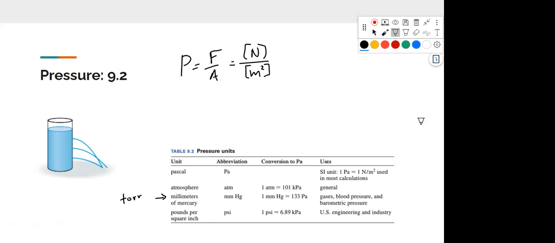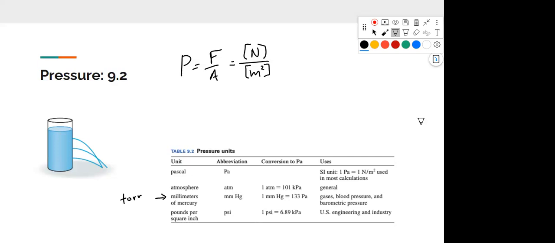And the idea is that by pushing on some mercury, you can make it move up a tube. And the amount it moves up the tube, if you measure that distance in millimeters, tells you something about the pressure. The higher up the tube the mercury moves, the more pressure is being exerted on it.